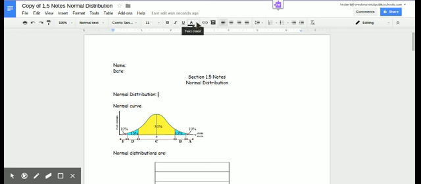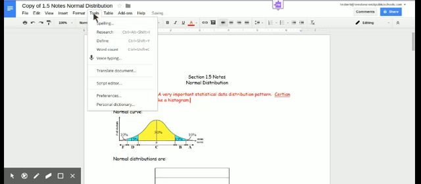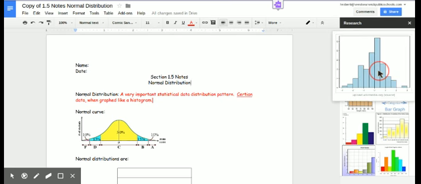So to begin, we're just going to talk about something called normal distribution. And basically, this is just a very important statistical data distribution pattern. Certain data, when graphed like a histogram. Now, just for the record, you might not remember what a histogram was going back to maybe the middle school. So we can search it right here. It's just basically a bar graph that's connected.